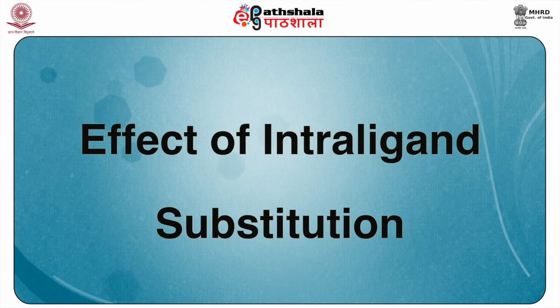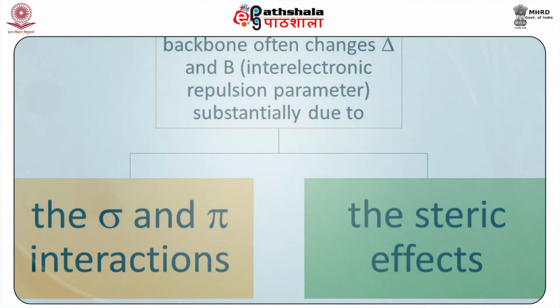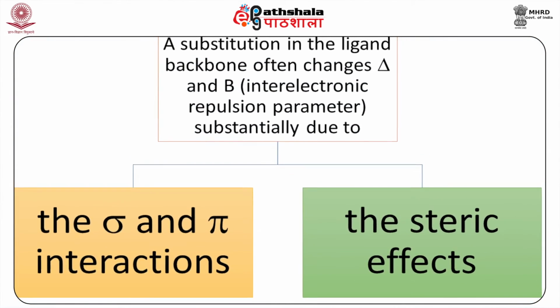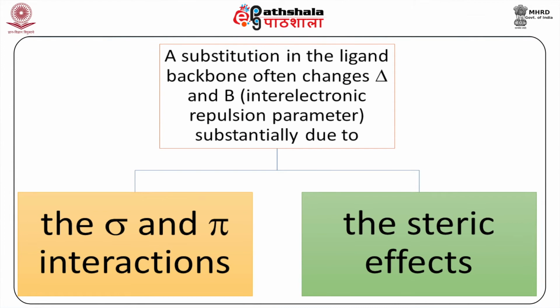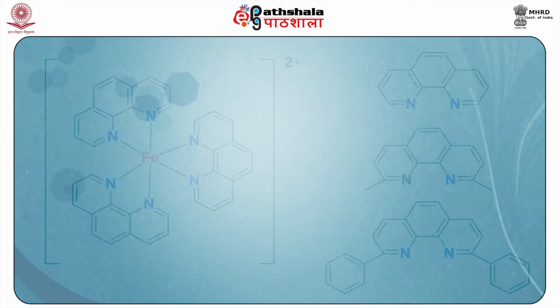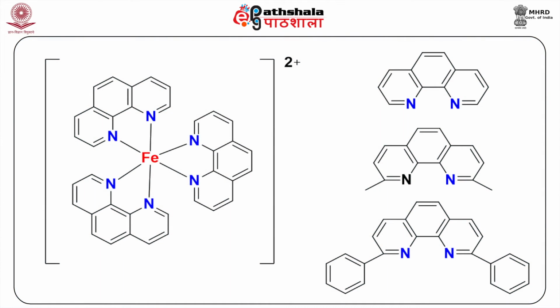Effect of intra-ligand substitution. A substitution in the ligand backbone often changes delta and B substantially due to, first, the sigma and pi interactions, and second, the steric effects. This leads to a modification in magnetic property. This has been illustrated with the group of complexes shown on the screen.